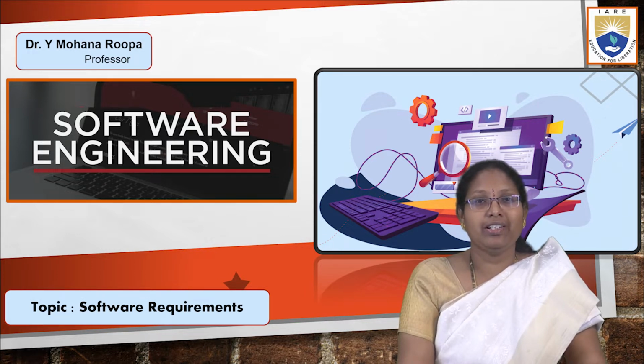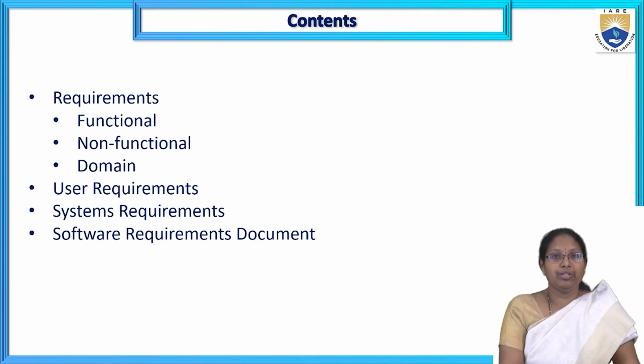Today's topic is software requirements. In this, we will discuss what kind of requirements there are: functional requirements, non-functional requirements, and domain requirements, as well as the classification of requirements. Finally, how we prepare the software requirement document. These are the topics we will cover in this software requirement series.